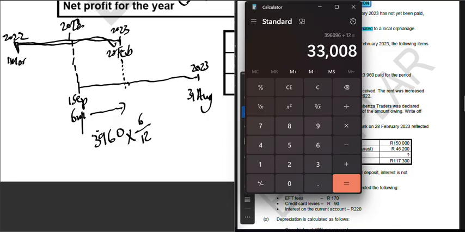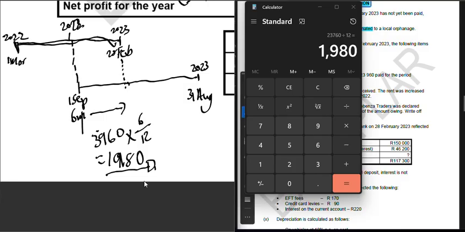Now, wrong calculation. I don't know what happened. All right, 3,960 multiplied by 6 divided by 12. That's 1,980, ladies and gentlemen. That's the amount that needs to be recorded, or that needs to be subtracted for this year, because we need 6 for this 6 months and we need to remove the other 6 months.